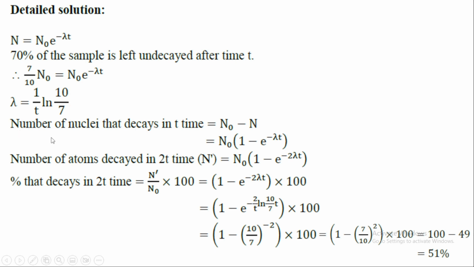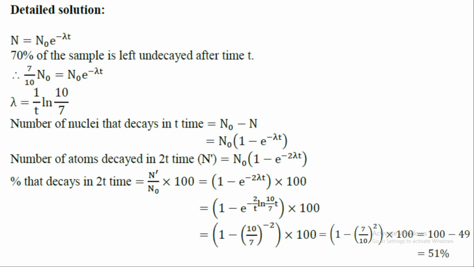Now we have to find what will be the percentage of the sample that decays at time 2t. At time t, we have 70% of the sample undecayed. That means 30% decay is happening. At time 2t, what will happen?